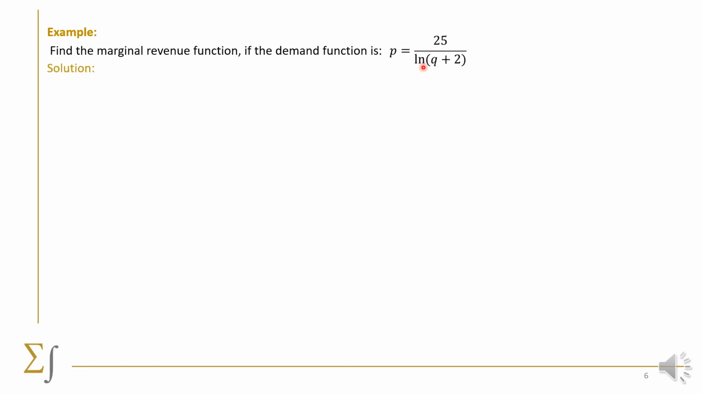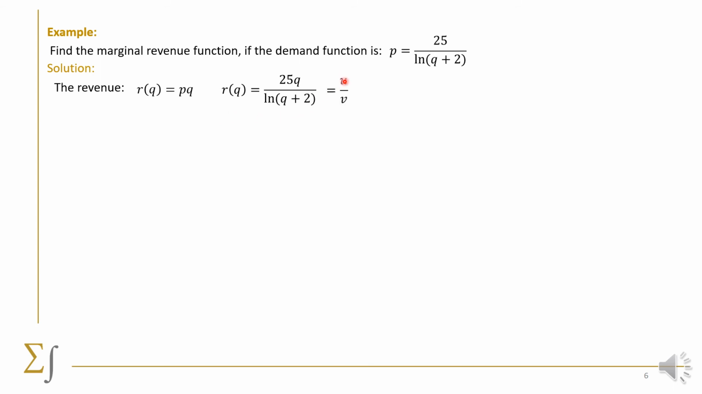We all know that the revenue function is equal to P times Q, price times quantity. Here is P, so we multiply it by Q. We get 25Q over ln of (Q plus 2). Now, in order to differentiate this, we are going to use the quotient rule.